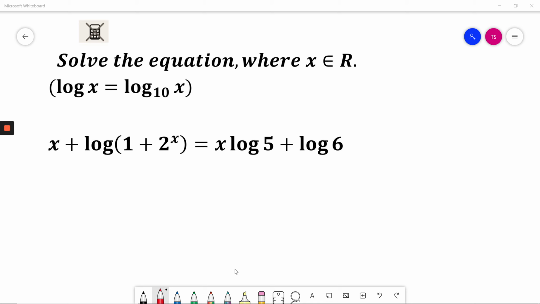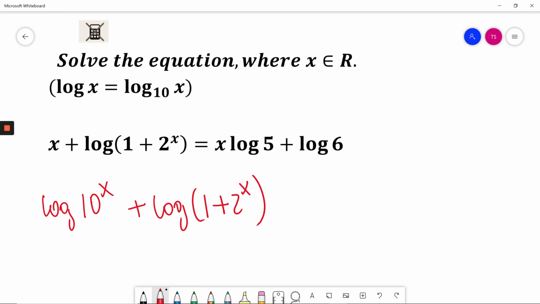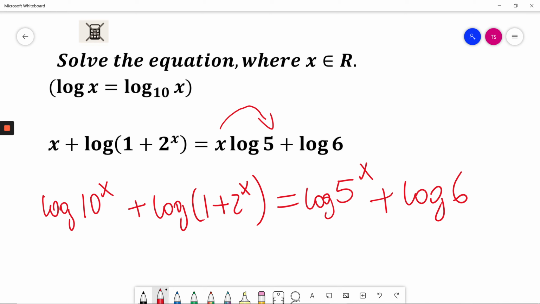First, I'll write x as log with base 10, 10 to power of x. This is x. Plus, I'll copy the rest. At this moment, I will use power rule for logarithm. That x can go to the power. So this will be log 5 to power of x plus log of 6.